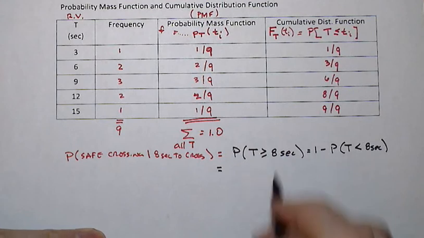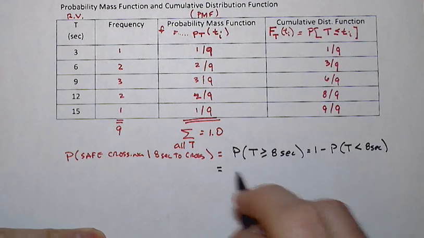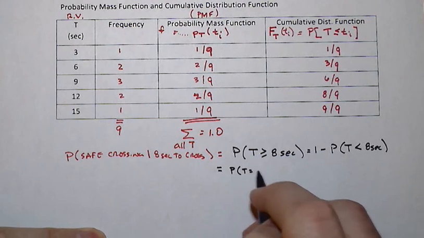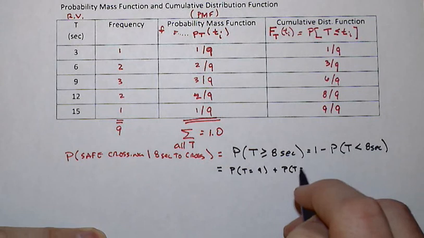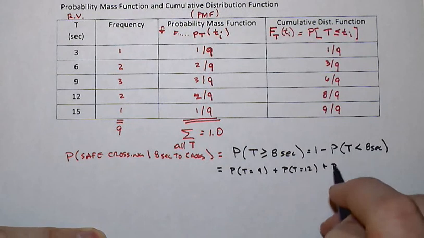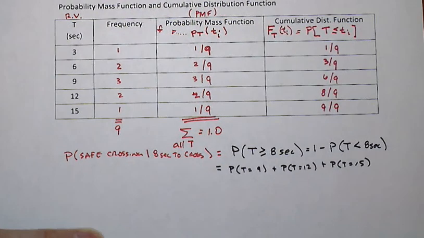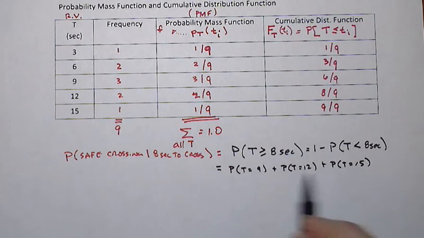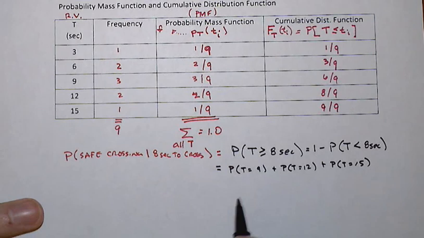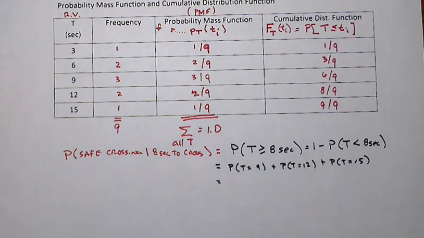Here we're going to look at the probability t is greater than or equal to 8 seconds, so that's the probability that t is equal to 9 seconds, plus the probability that t is equal to 12 seconds, plus the probability that t is equal to 15 seconds. Note that there's no way the time gap can be simultaneously exactly 9, 12, or 15, so we don't have to worry about intersection events or union events. These are mutually exclusive events, so we can do the simple addition, which makes life a little bit easier in processing the numbers.